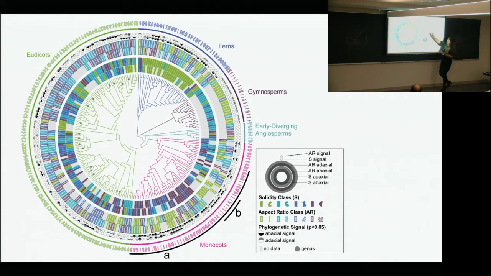You have some groups of plants, so the most basal ones that we have are ferns. We then have gymnosperms, so these are things like pine trees. There are some early diverging angiosperms. Then we have monocots, which are flowering plants, a lot of grasses and things like this. These are flowering plants, but you don't really see their flowers. Grasses aren't very beautiful to you.